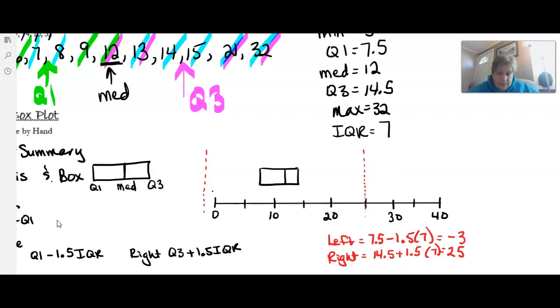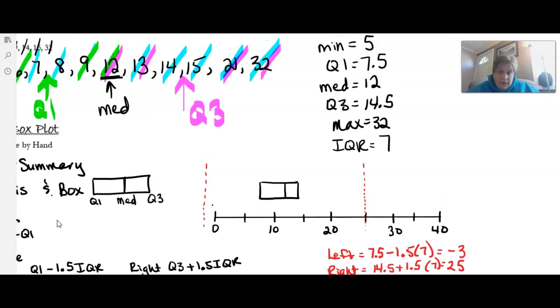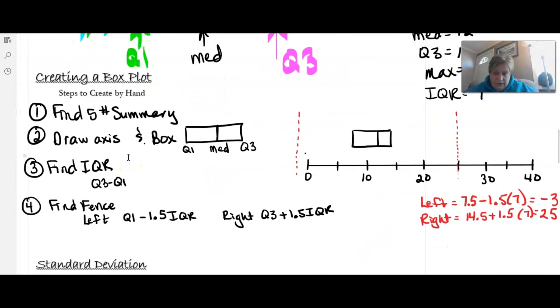On the left, my minimum is 5. So I'm good, I don't have an outlier on the left. On the right, though, I do have an outlier. 32 is going to be an outlier, okay? And so that's going to be an issue. So we know we're going to have an outlier. Okay, so let's go figure out what we're going to do for the next step.